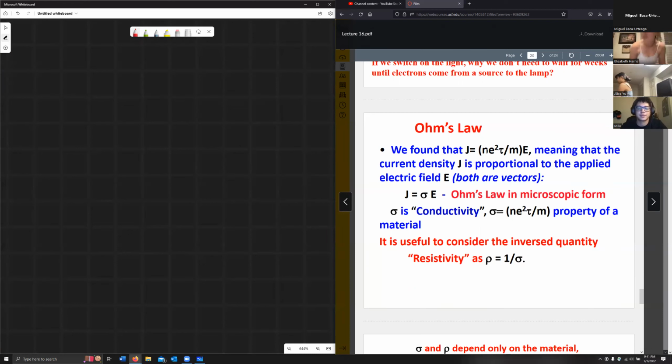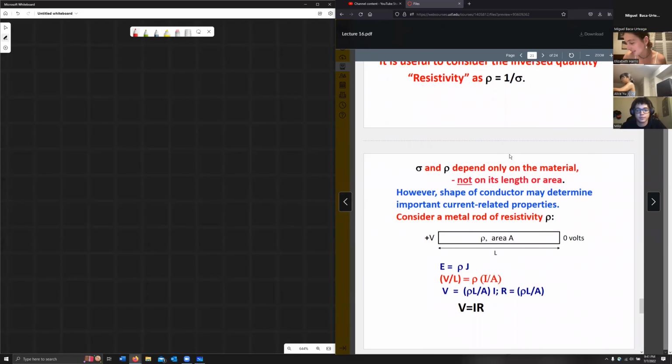So it is useful to consider the inverse quantity, resistivity, which is denoted as rho is equal to 1/sigma. Oh shit, I did not know about that. This is when it starts getting a little wacky. So sigma and rho depend only on the material, not its length or area. This is the important part, because resistivity is a property of a material. However, the shape of the conductor may determine important current related properties.